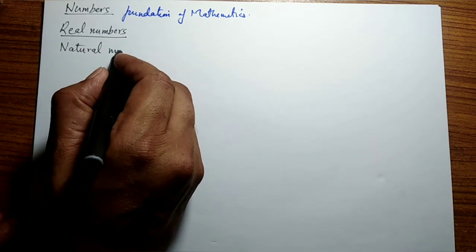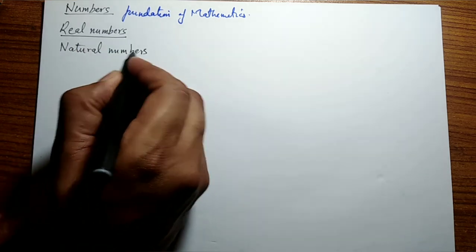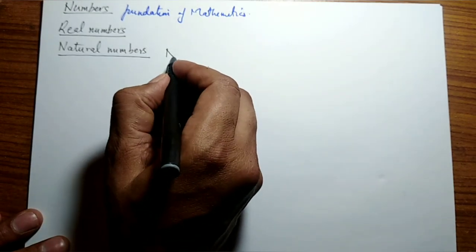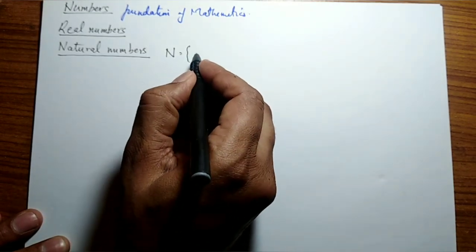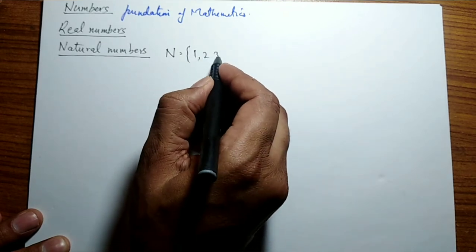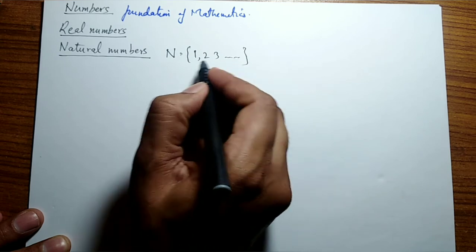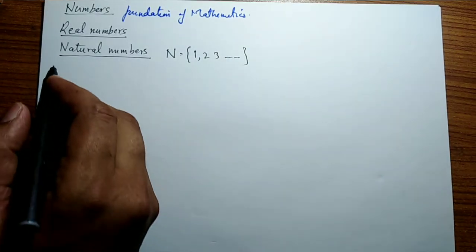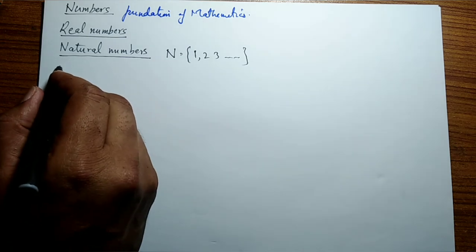Natural numbers. What are natural numbers? We represent them with N, and they are all the numbers that start from 1, 2, 3 and so on, which are also considered to be the positive integers. Similarly, second, the whole numbers.